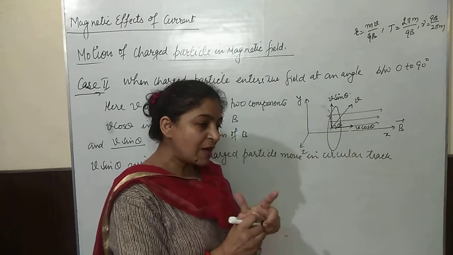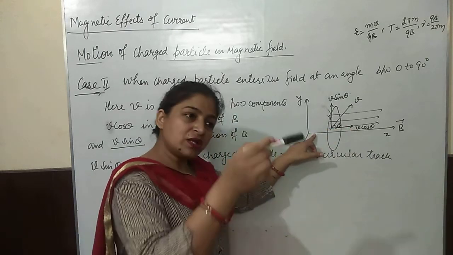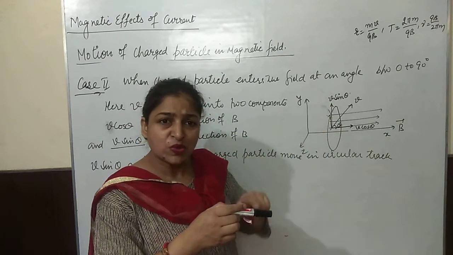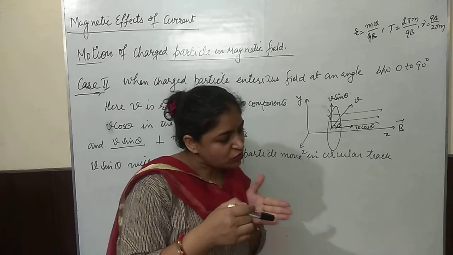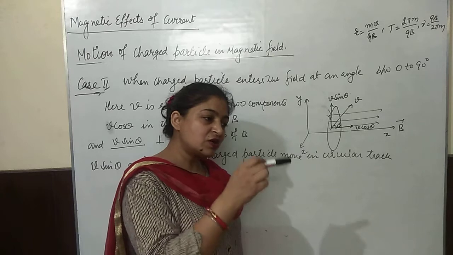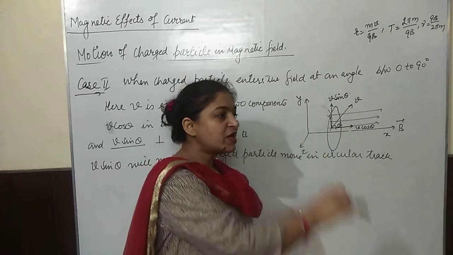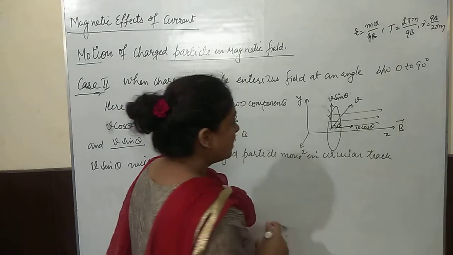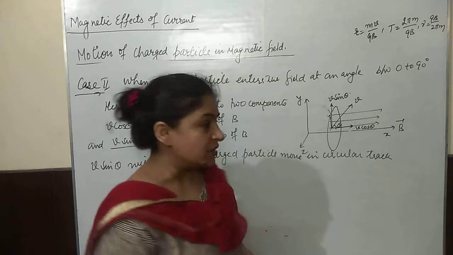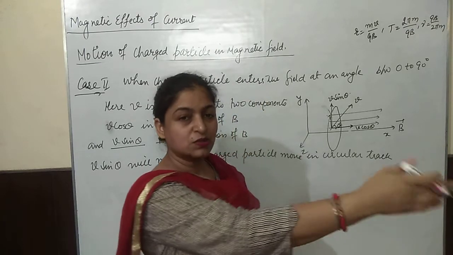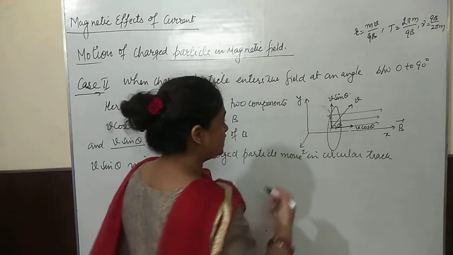So what is going to happen here? The charged particle is moving in a circular track because of V sin theta, and V cos theta is also associated with the charged particle. So V cos theta is in the direction of the field. So the charged particle is moving in a circular track and it is moving in the forward direction also. So what type of motion will be there? A helical path would be covered. So circular plus one translatory motion along the x-axis. So a helical path would be observed here.